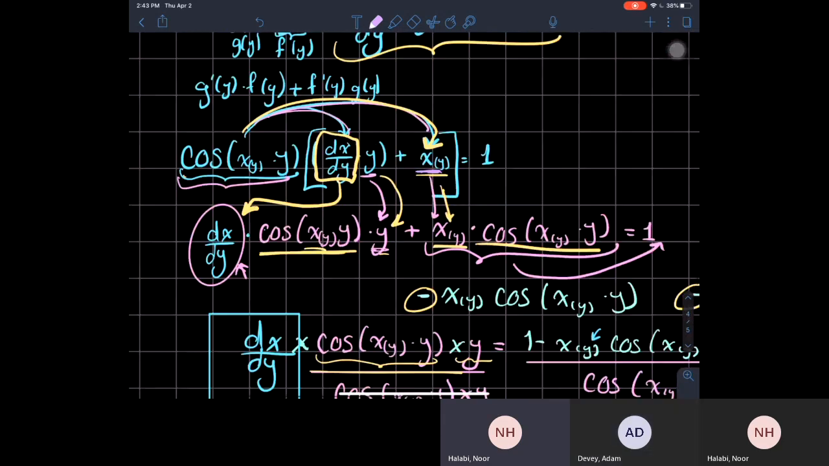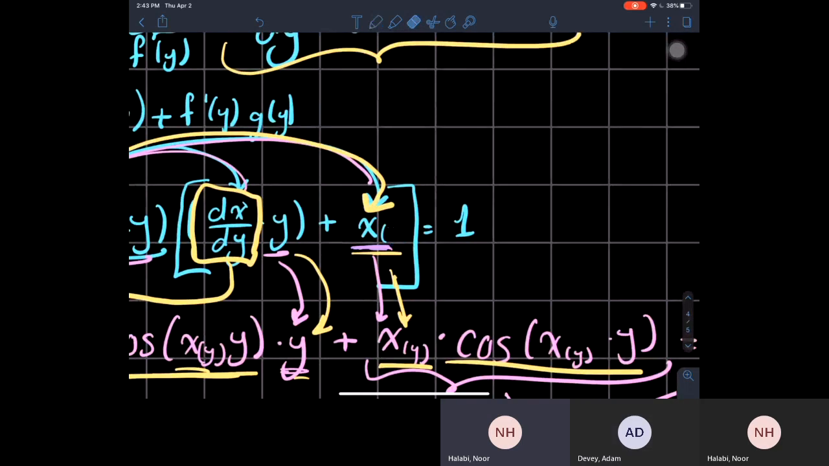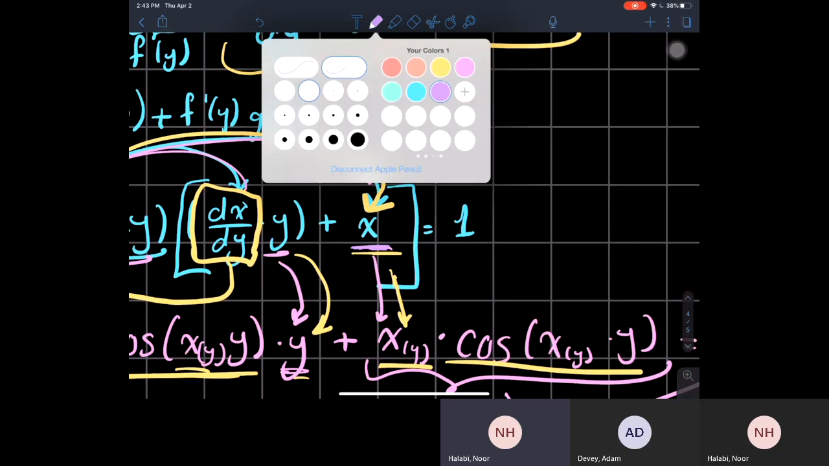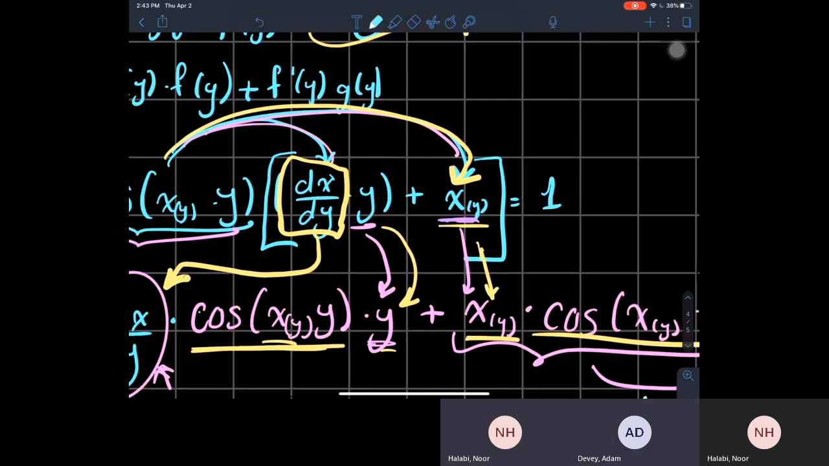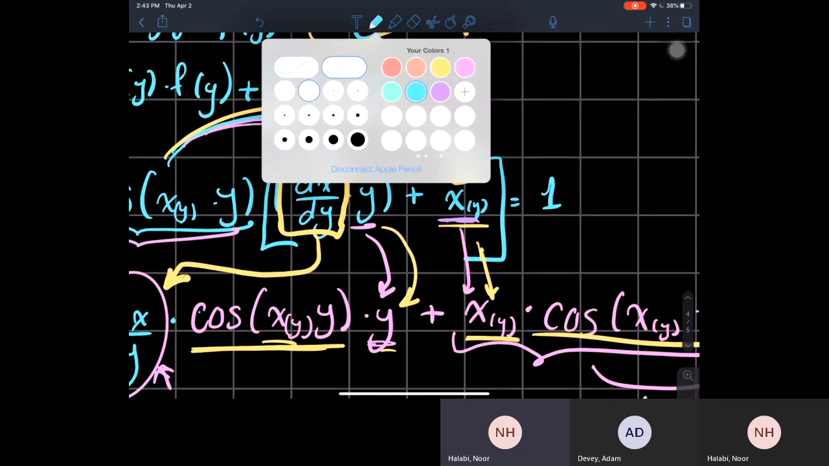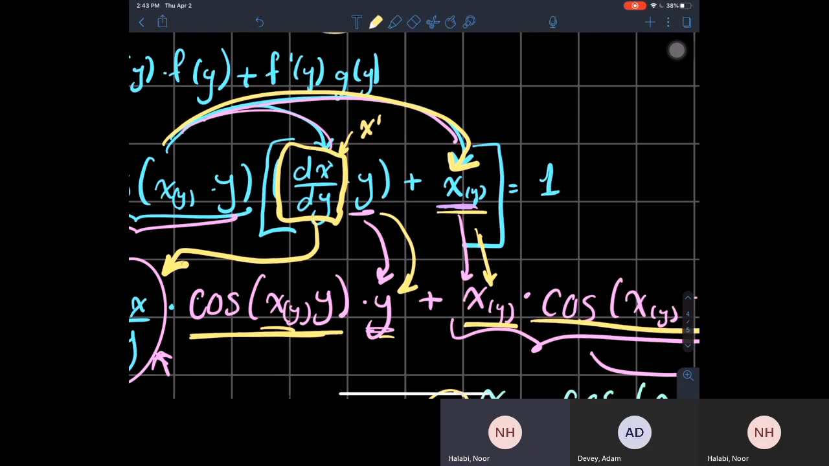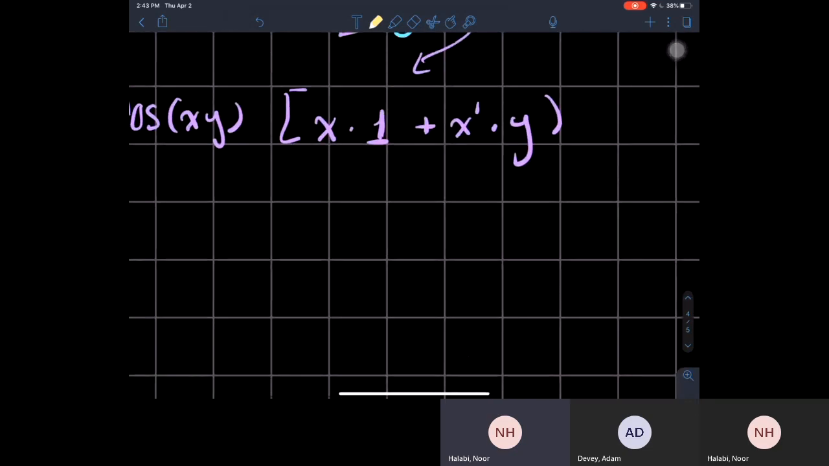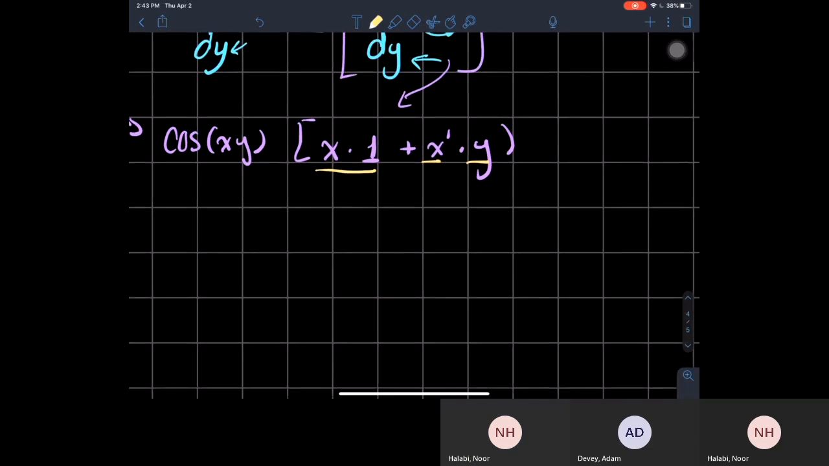This is just the x, but again, don't freak out about this small y. You can erase it whenever you want. It doesn't really matter, it doesn't affect your problem. And this is dx, or this is x prime, just another way of writing x prime times y. So here we ended up with the same thing: x, and then x prime times y. Okay, so the first one.